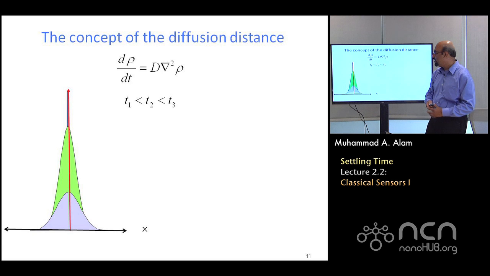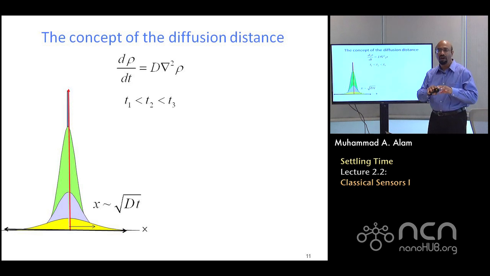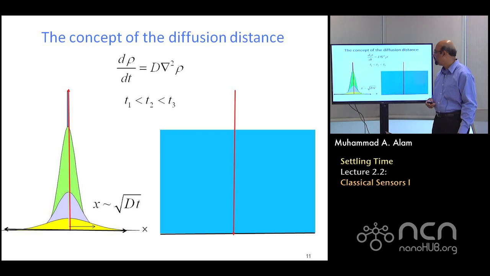And we saw that the diffusion distance as a function of time is given by square root of Dt. On average, of course, every molecule is randomly moving around, but on average, square root of Dt is how far they move.